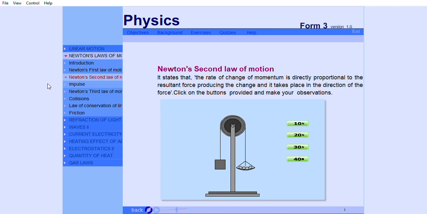Newton's second law of motion. It states that the rate of change of momentum is directly proportional to the resultant force producing the change, and it takes place in the direction of the force. Click on the buttons provided and make your observations.